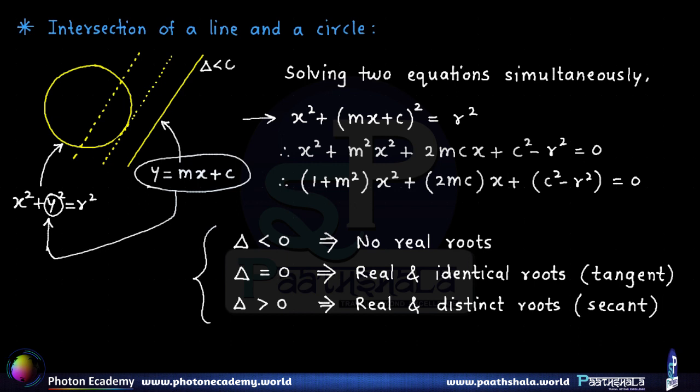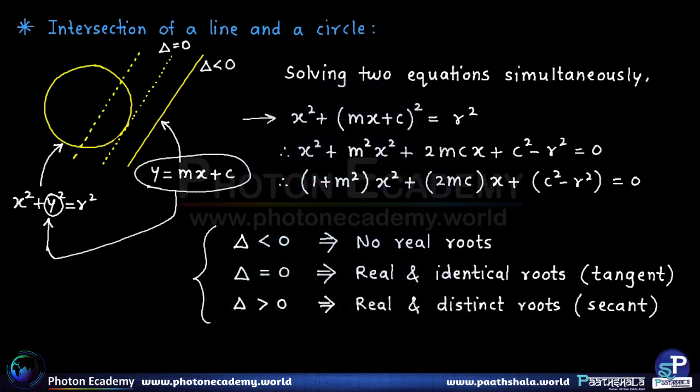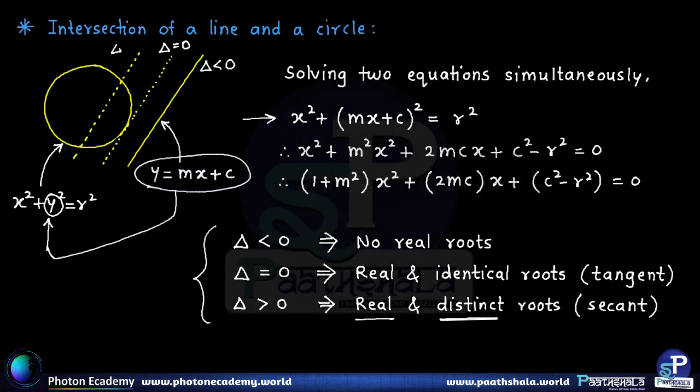Correct? Now if delta is equal to 0, then the roots are real and equal or identical. So what it means is the line represents the tangent. This is the way to get the condition of tangency, which we'll see shortly. And the third possibility is that if delta is greater than 0, then we get two real and distinct roots. So the line cuts the circle in two distinct points. Correct?